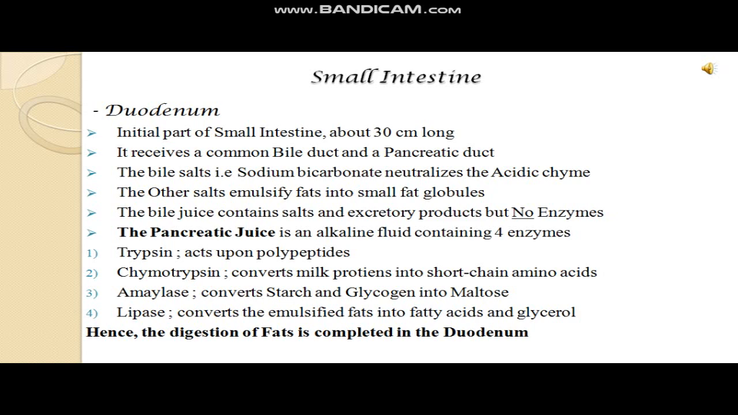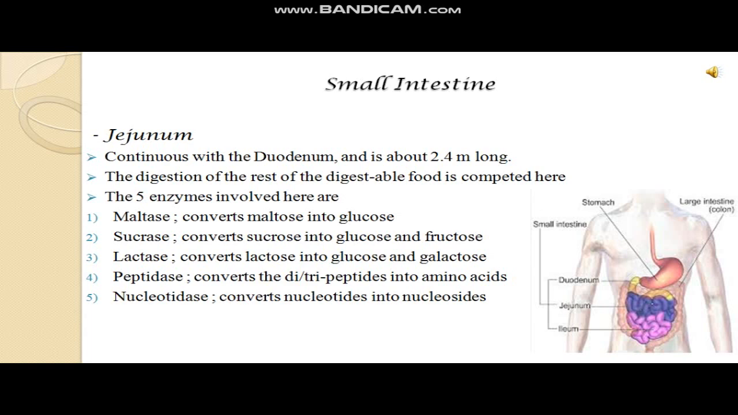Number 4, lipase, that acts upon the emulsified fats and digests them into fatty acids and glycerol. This is thus a key point to note that the digestion of fats is completed in duodenum. Jejunum. It is continuous with duodenum and is about 2.4 meters long. The digestion of the rest of the digestible food is completed here.